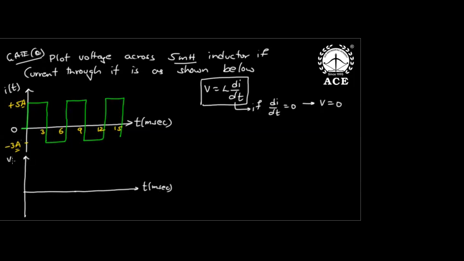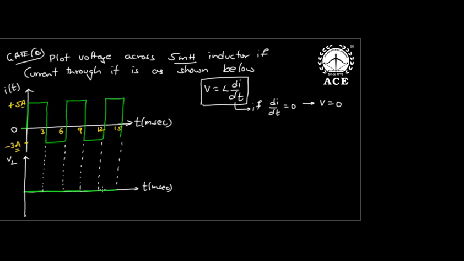Okay, if you now plot the voltage across the inductor, the intervals between 0 to 3 milli, 3 to 6 milli, 6 to 9 milli, 9 to 12 milli, and 12 to 15 milli, and so on, are all zeros. These are all zero because there is no change. Okay? Those parts are zero.